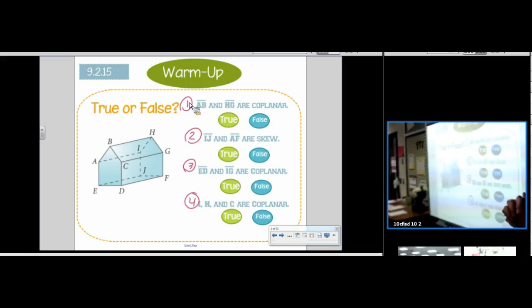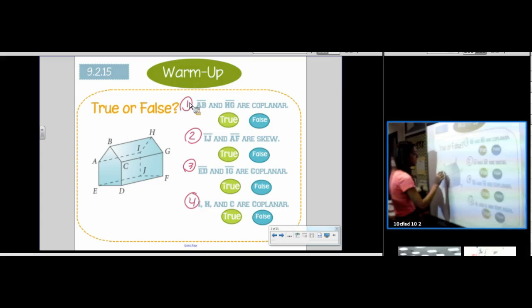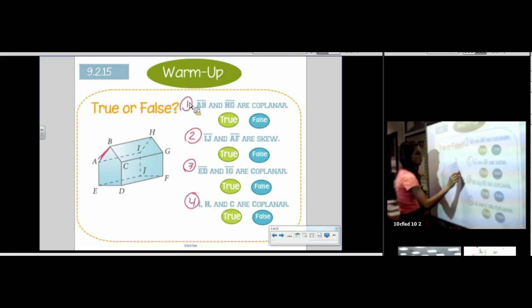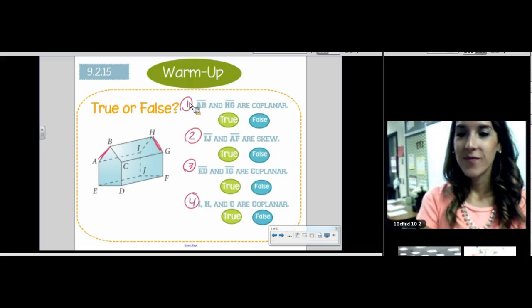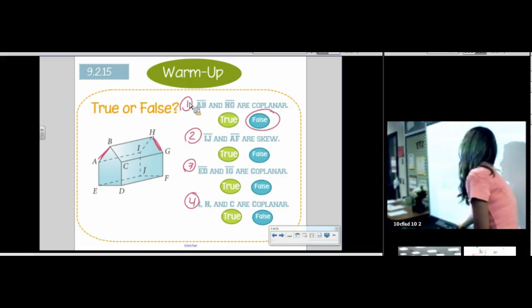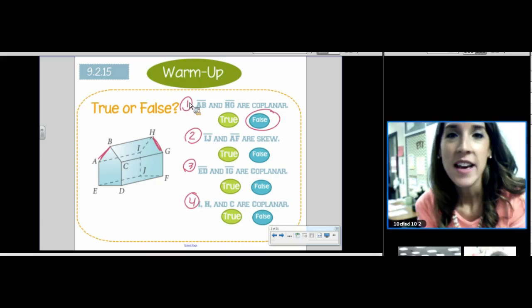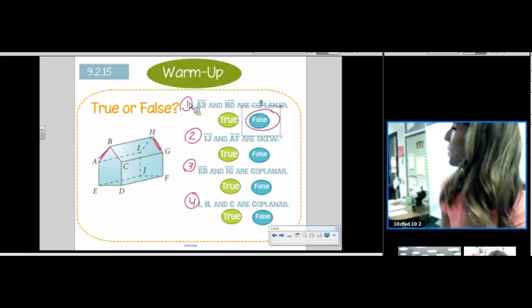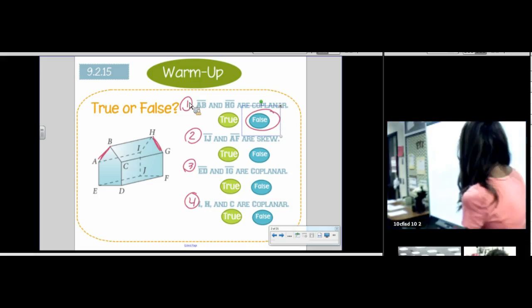Okay, number 1, what do you think? True or false? Segment AB and segment HG are coplanar. We haven't really gone over this vocab in a while. Good. That is false. What are they? They're skew. And by definition, skew lines are non-coplanar. Very good.